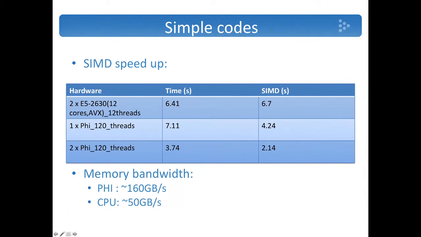So you can see here, we can use MPI to communicate between Phis. So we have 2 Phis here, and it almost doubles the speed, and it costs only 2 seconds compared with the 4 seconds here.